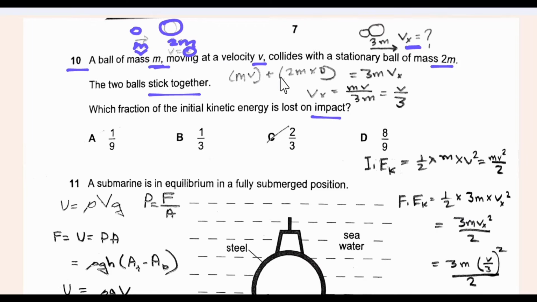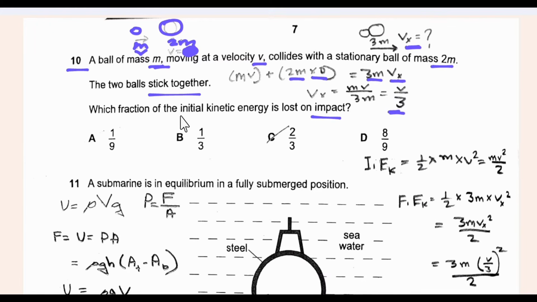So momentum before collision is equal to momentum after collision. The momentum of the small ball is mass into velocity, m v, plus the momentum of the big ball, that is 2m into velocity, and since it is at rest the velocity is 0, is equal to the momentum of the two together, that is the combined mass m plus 2m, that is 3m, times vx, the final velocity. After calculating, we get the final velocity as v by 3. So this is the final velocity after collision.